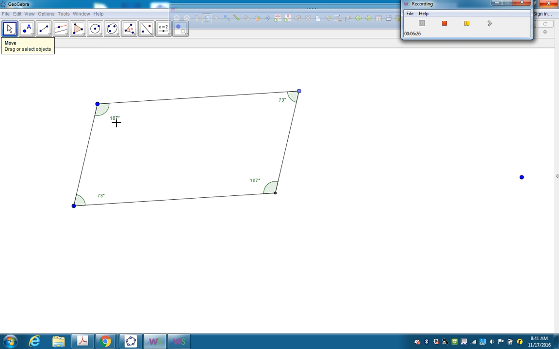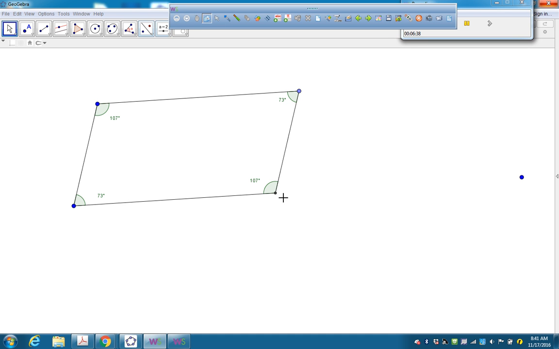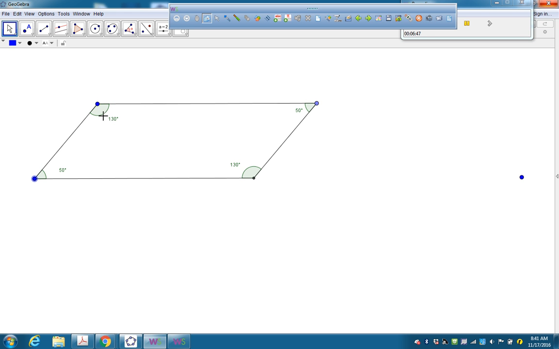So, did you guys figure out that the opposite angles of your parallelogram are the same, right? No matter how I drag that, those opposite angles that I'm dragging, this one and this one, stay the same. How about the consecutive angles, this and this? Those are supplementary, right? So any pair of consecutive angles in a parallelogram are supplementary.